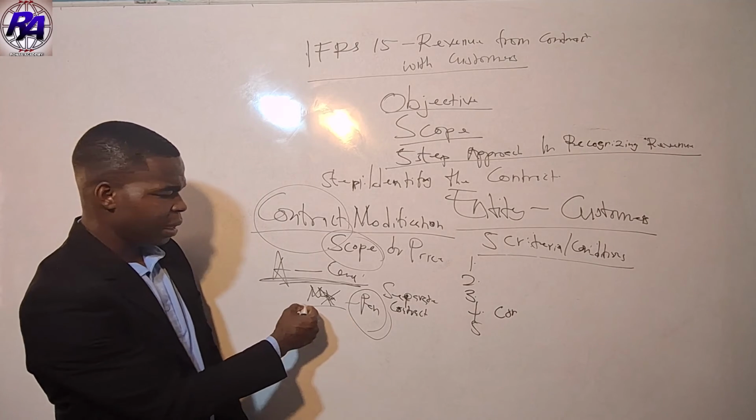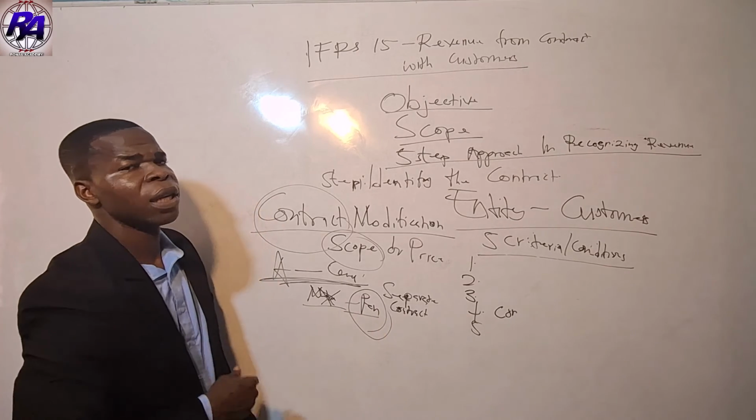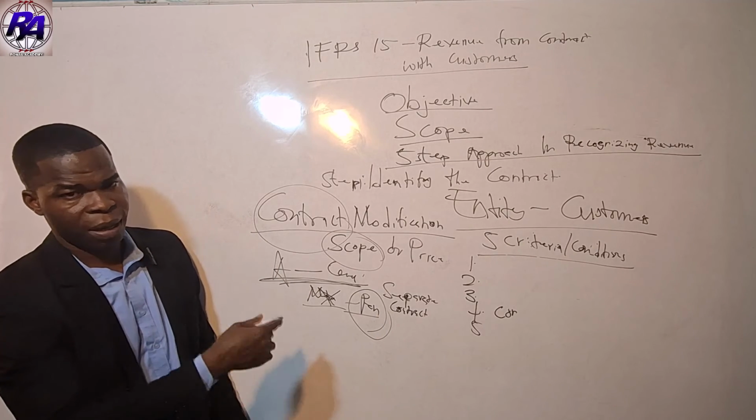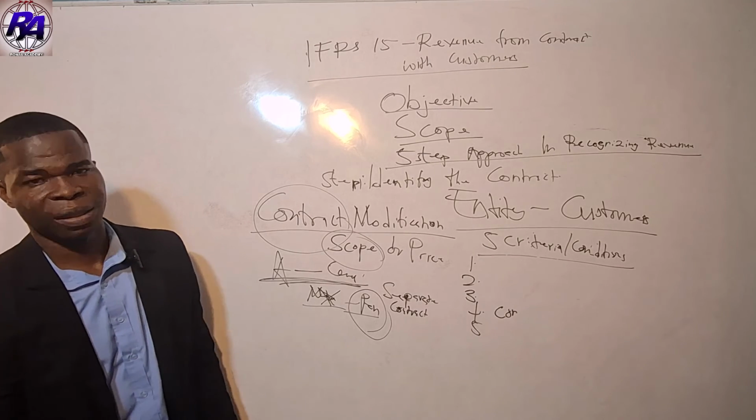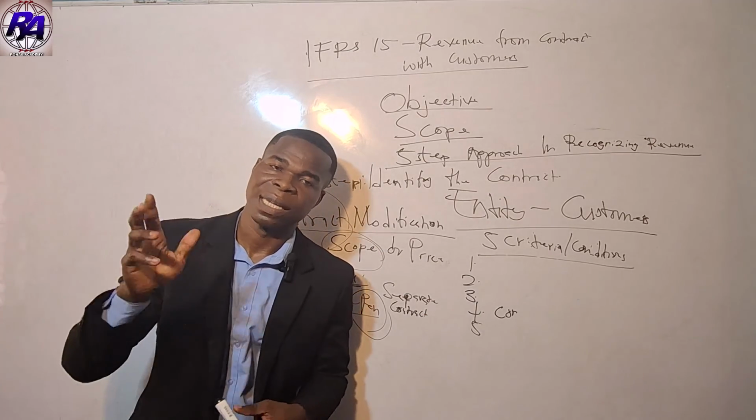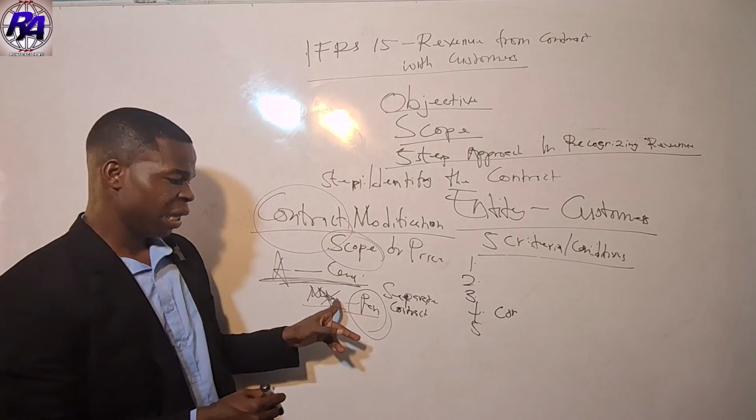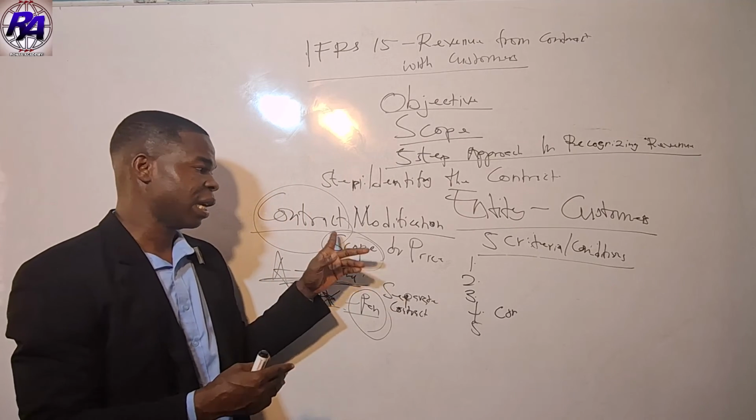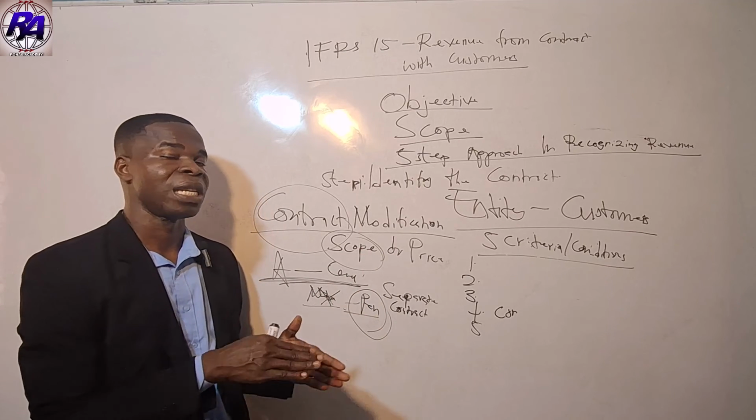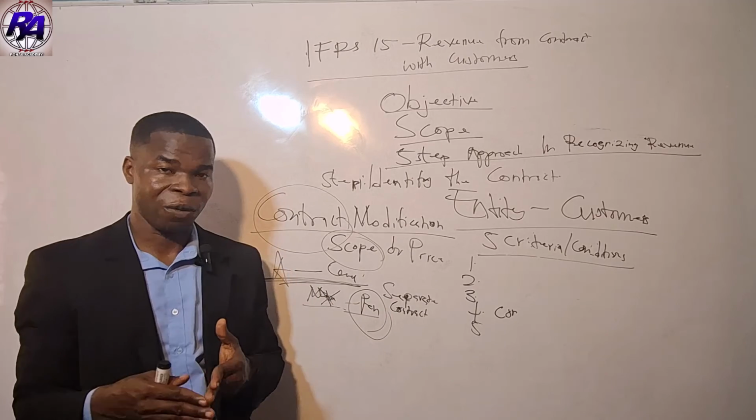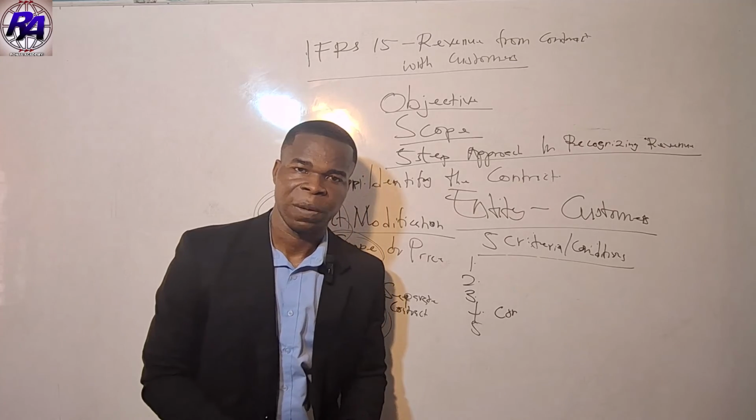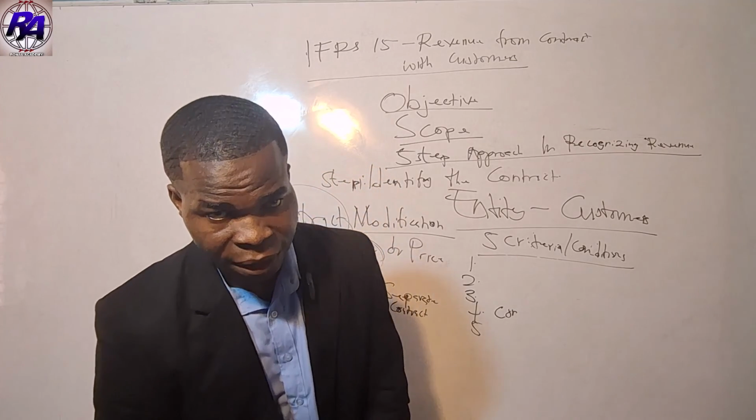But if the existing scope is the same as the new scope, then the entity is also allowed to treat it as a continuation of the existing contract. This is how we treat contract modification. First, either we treat it as a separate contract, or we check if the scope of the new modification is the same as the previous one, then we treat it as what? Continuation of the existing contract. If not, then we terminate the old, existing contract and treat the modification as a new contract.